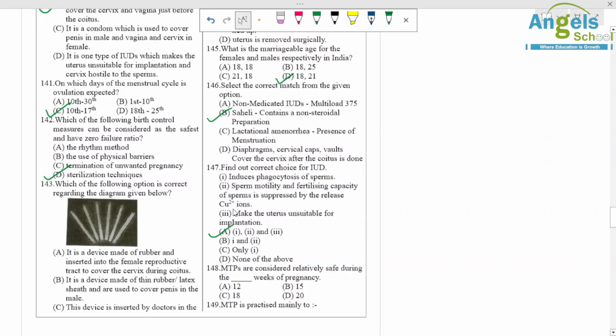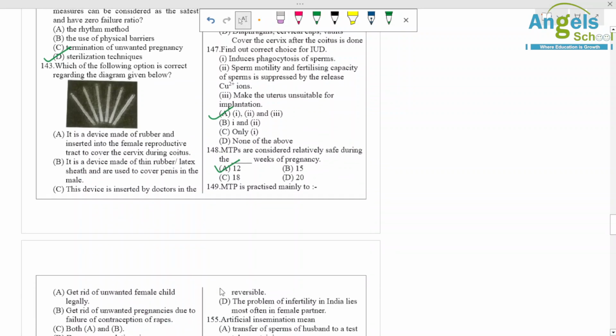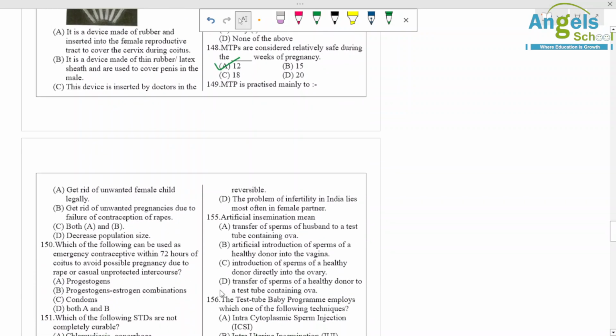MTP is considered relatively safe during the first trimester, or the first 12 weeks of pregnancy. MTP is practiced mainly to get rid of an unwanted female child legally. That is wrong. It is to get rid of unwanted pregnancy due to failure of contraception or rape, so this can be the answer, and 'both' is also wrong. Decreasing population size has no relevance. Okay, so MTP is mainly practiced if any rape case occurs and unwanted pregnancy happens.